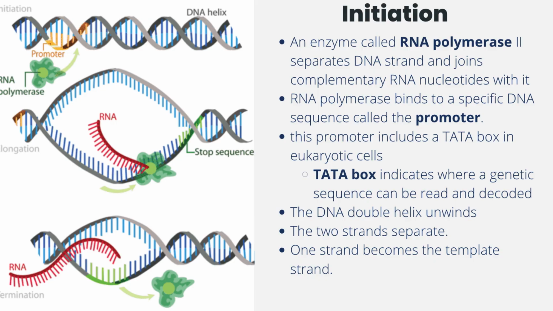During this, the DNA's double helix starts to unwind and the two strands separate, and one of the strands becomes the template strand. In the image on the left, you can see the promoter region and how the RNA polymerase starts to come and unwinds the double helix.